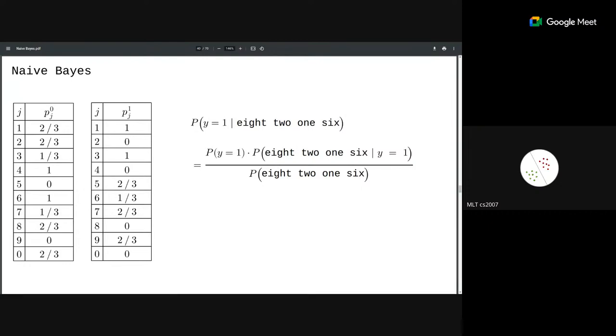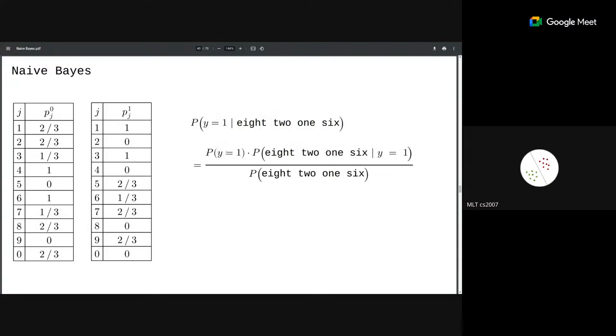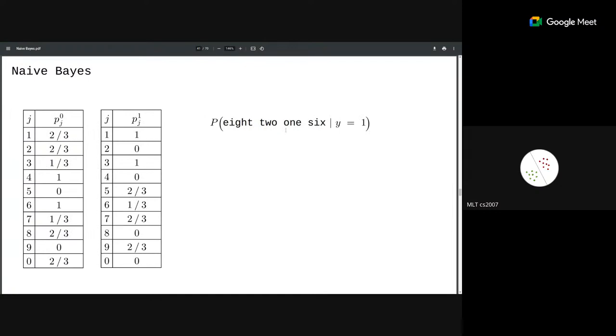Now, most of the heavy duty lifting will happen in computing P of X given Y. So this is what we need to do. P of Y equal to 1, remember, is 0.5, so simple. So this part is the tough part: P of 8, 2, 1, 6 given Y equal to 1. Okay, now, how do I do this? Can someone compute this and tell me what the answer is going to be?